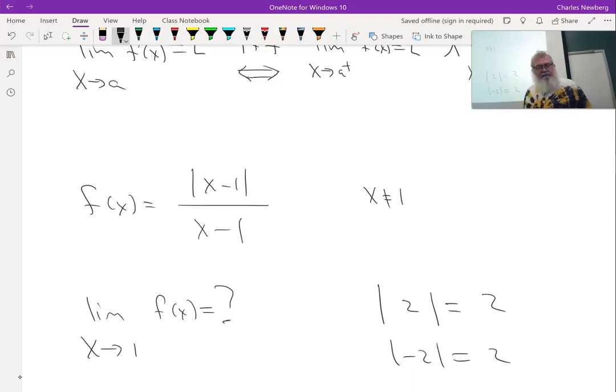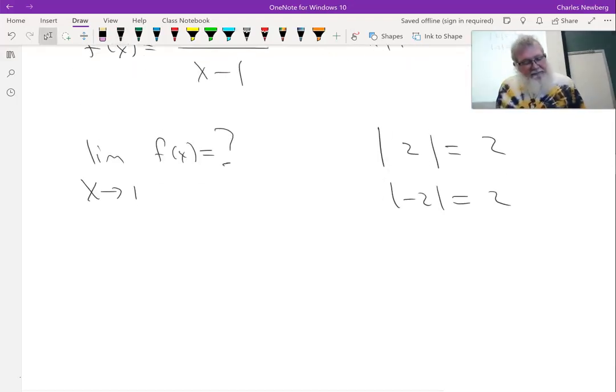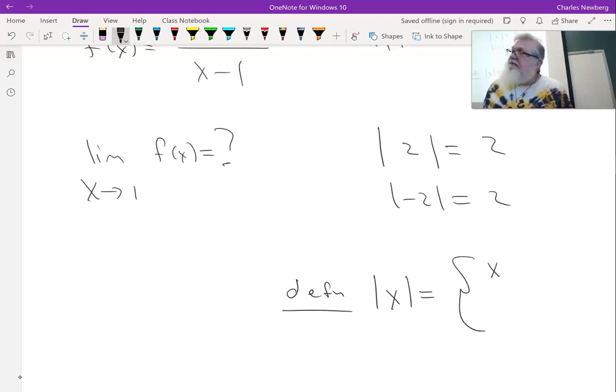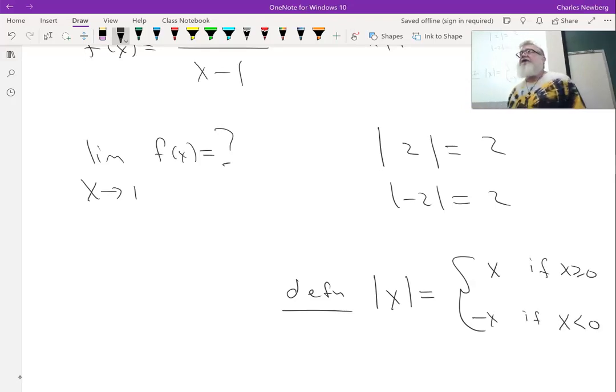It changes its sign. The definition of absolute value that we like to use in mathematics, especially at this level, is the absolute value of x equals either x, if x is greater than or equal to 0, just spits out the same number because it didn't change its sign, or it changes its sign if x is what? Less than 0. Well, if I'm less than 0, I'm negative, and the opposite of negative is what? Positive. That's why this works.